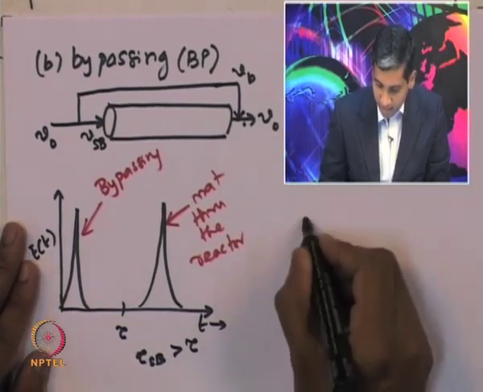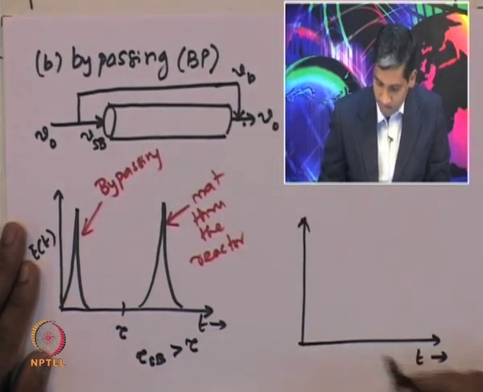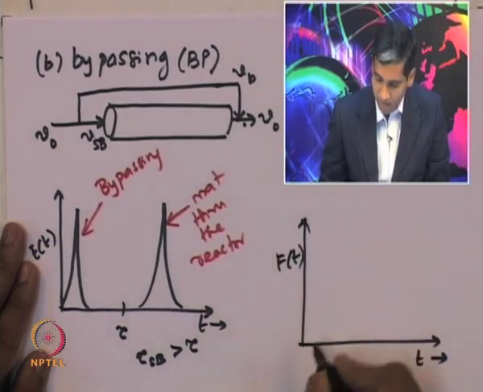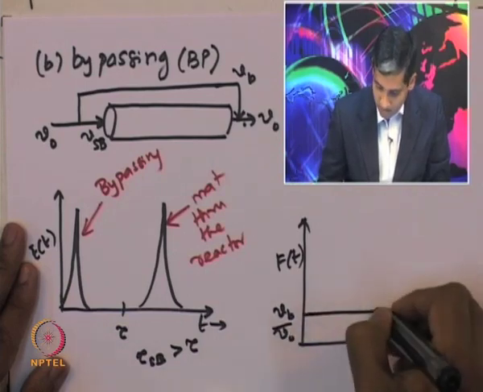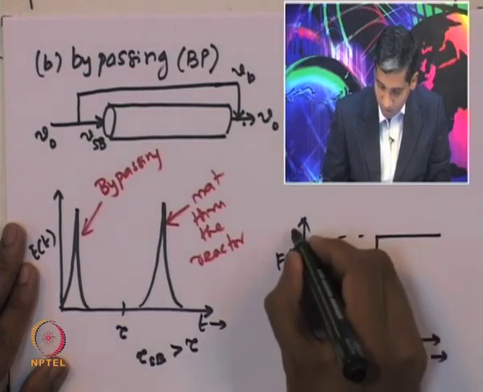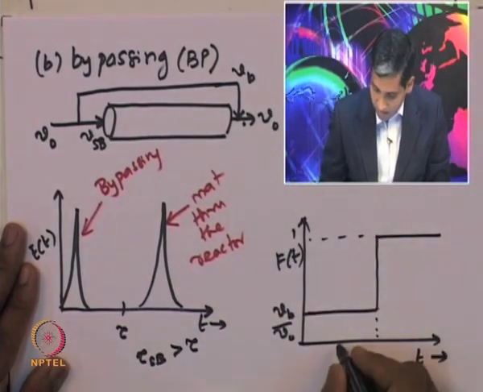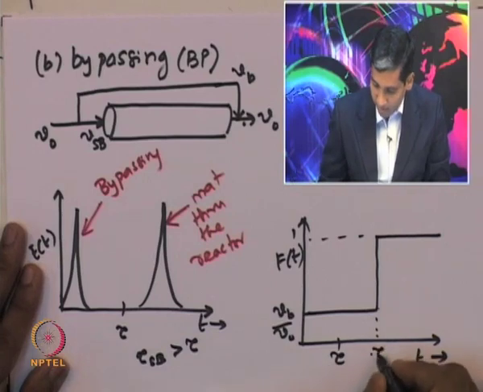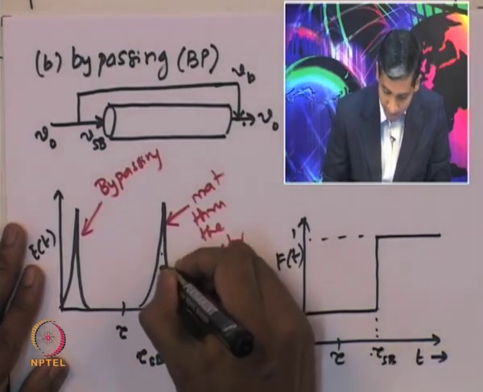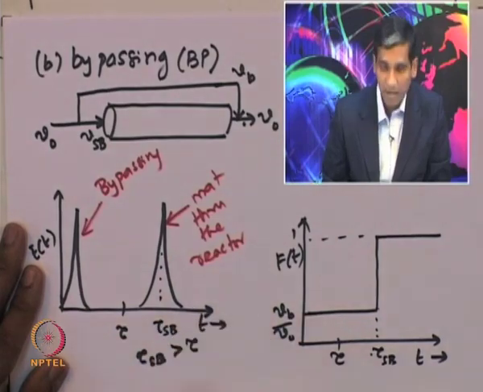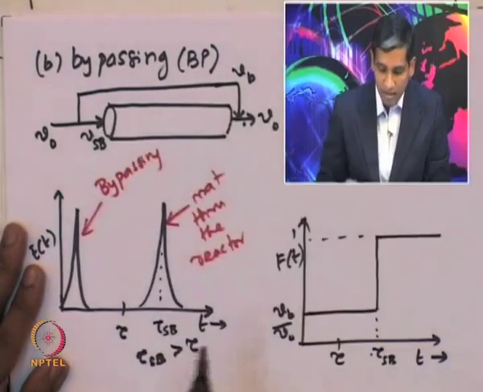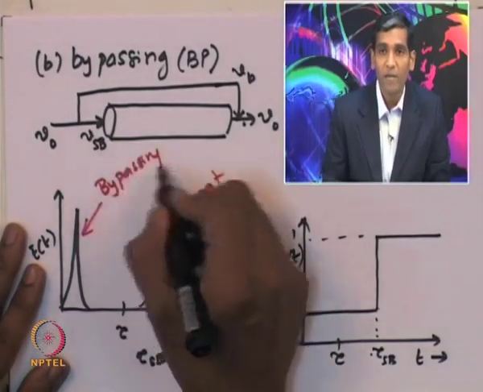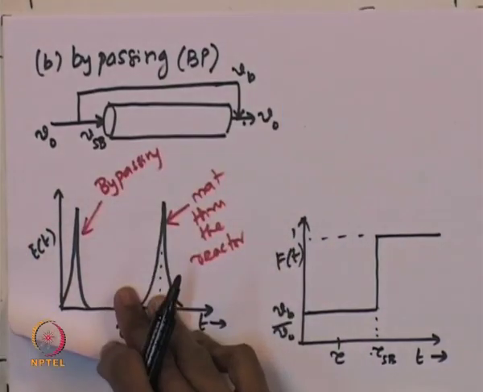Now, one can sketch an F curve for the same, F of t. That starts at VB by V naught, goes to 1, and this is tau, and this is tau SB. So, remember that this second peak is centered at the space time based on the volumetric flow rate of the fluid that is actually flowing through, which is accessible to all parts of the reactor.